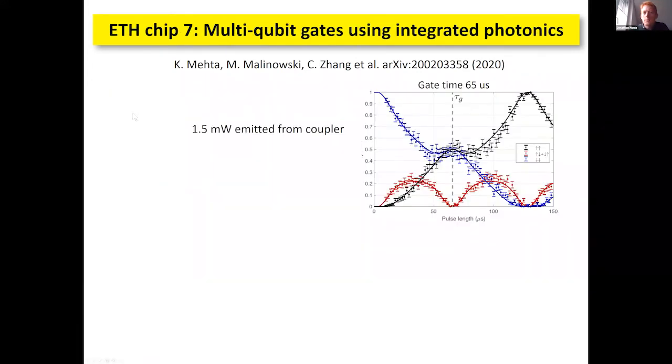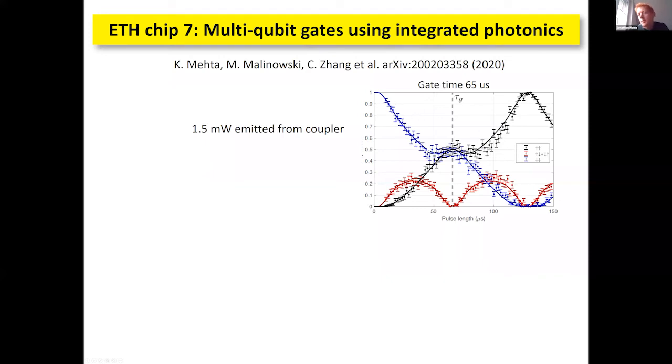So indeed, the breakthrough, if you like, was that we were now able to do these multi-qubit gates using integrated photonics. And I should just say that one nice feature of that is that the light is reasonably well focused. 3 microns times 6 microns is a reasonably challenging waist to operate with if you're doing things in free space. But because the beam is coming from the chip, it's extremely stable in position relative to the ions. So in that sense, with relatively low powers of 1.5 milliwatts emitted from the coupler, we get gate times of 65 microseconds.